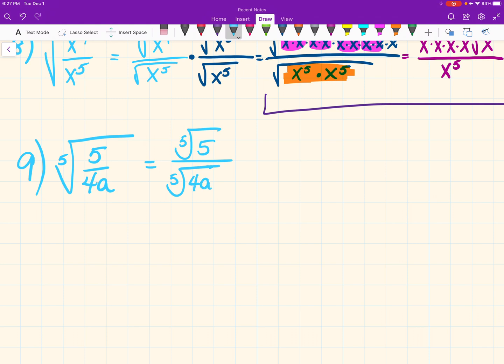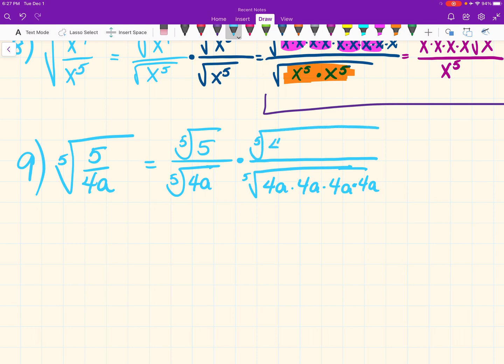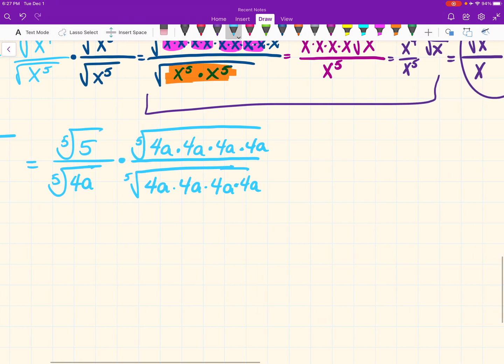Well, I need that 4a to be able to escape. But I don't need pairs. How many do I need in order for them to come out? I need a group of 5 4a's. Well, we have 1 4a. So I need how many more? I need 4 more of them. 1, 2, 3, 4. And just like I told you before, whatever I do to the bottom, it doesn't matter what I do, you just have to do exactly the same thing. So the numerator and the denominator better match when you do this. If not, you're doing it wrong.